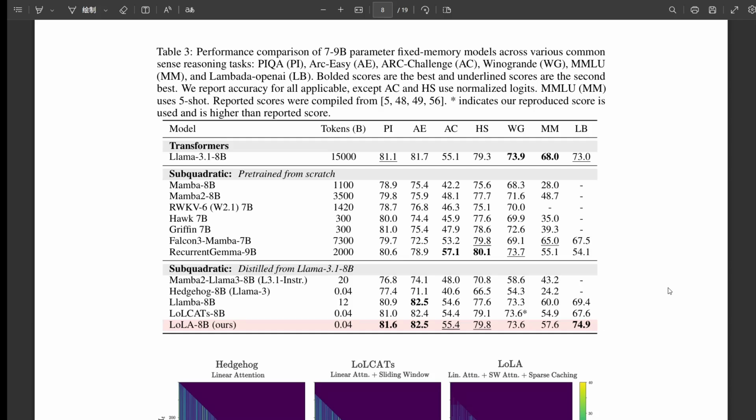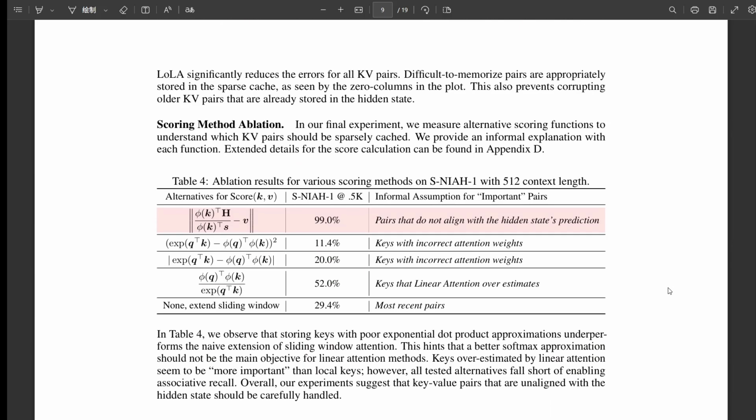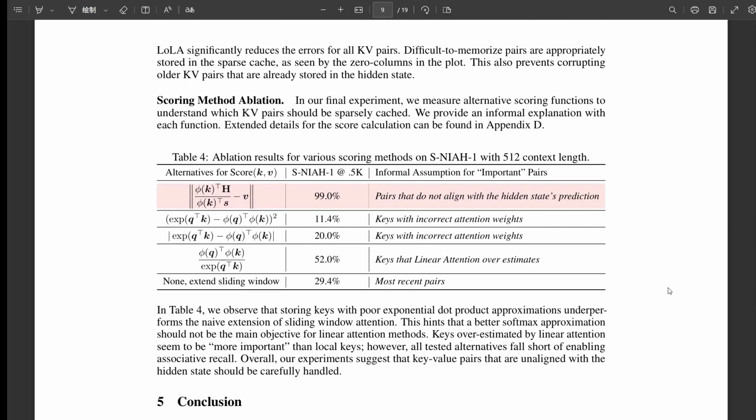And LoLA, by contrast, shows significantly reduced errors, particularly for those pairs that are strategically moved to the sparse cache. Those actually appear as zero error columns in the visualization, showing they're perfectly preserved outside the troubled linear memory. It's pretty powerful visual evidence that the sparse cache works in mitigating that collision-induced forgetting. Yeah, seeing zero error for cached items really drives the point home.